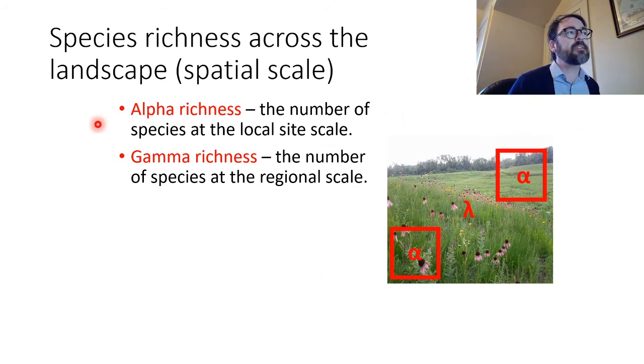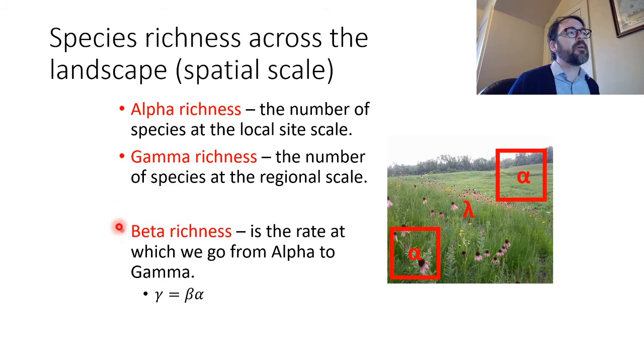And these are two ways of describing this community, right? How many species do we find at some local small scale, and how many species do we find at the landscape scale? And then ecologists also define something they've called beta richness, which is the weirdest of all of them, but it's sort of the rate at which you go from alpha to gamma. You literally just calculate it. You have to find what is the number I would multiply each alpha by to get to gamma.